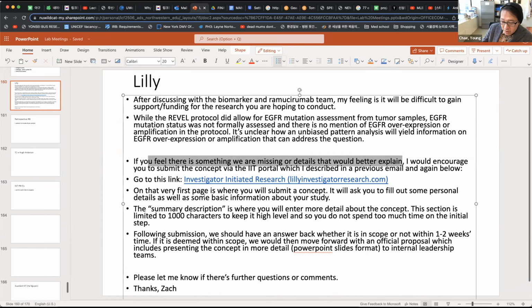Wait. I'm a little confused here. This is a Lily trial. The Revel trial is with or without ramucirumab and docetaxel. It did not allow for EGFR mutation. EGFR mutation was not formally assessed. There's no mention of EGFR overexpression or amplification.